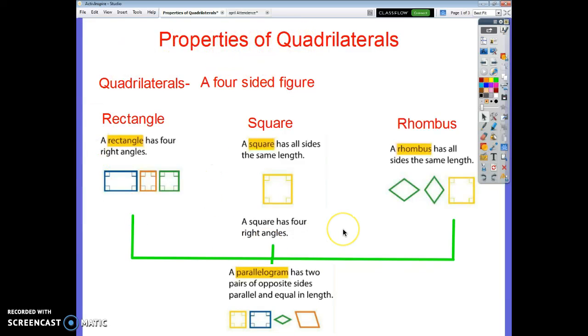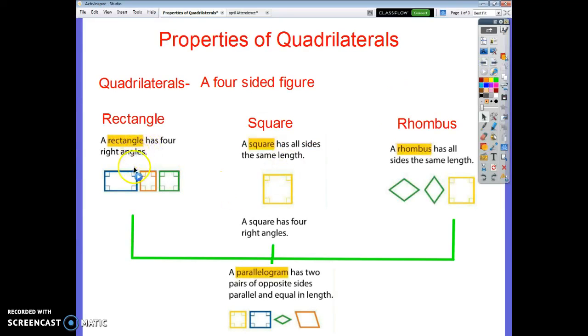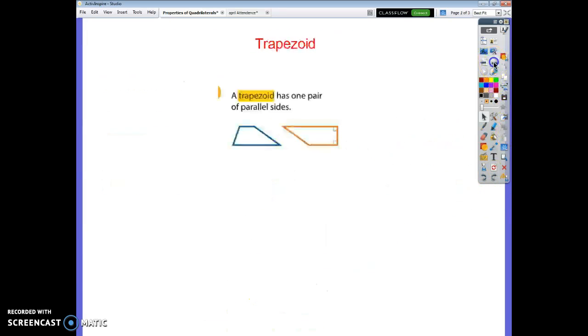So what you're seeing right now is lesson 16.2, where we talked about how quadrilaterals are four-sided figures broken up into rectangles, squares, rhombuses, and trapezoids, and how it gives you the definition of what a rectangle is, what a square is, what a rhombus is, and how these three things, rectangles, squares, and rhombuses, are all parallelograms. And then we have kind of the oddball over here, a trapezoid.